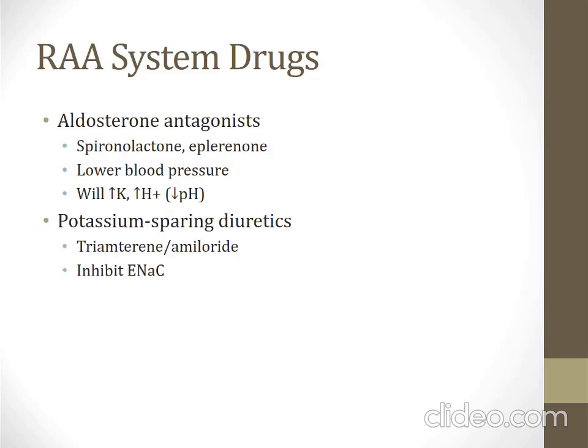There are a number of drugs that function as aldosterone antagonists. These include spironolactone and eplerenone. By blocking the effects of aldosterone, they will lower the blood pressure. They will also raise the potassium and lower the pH.